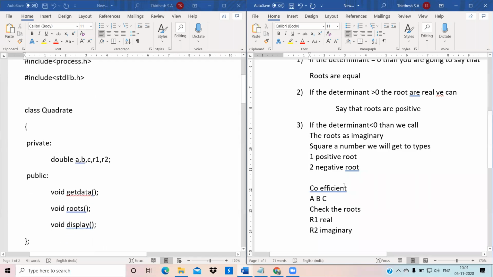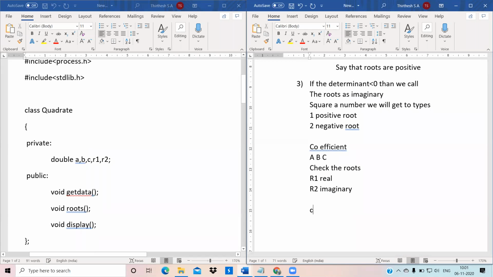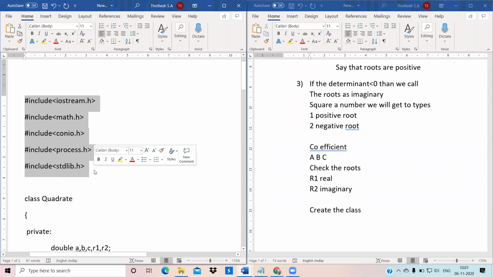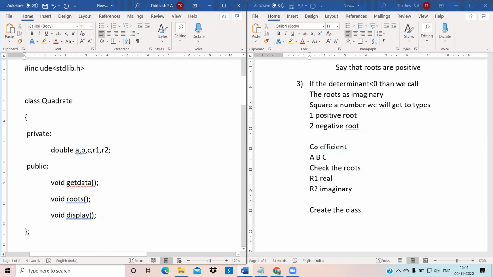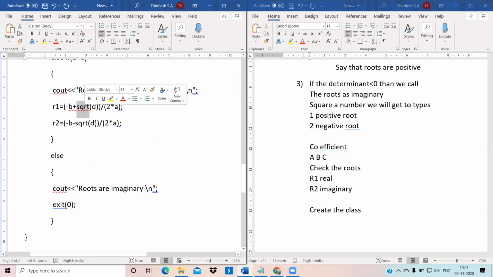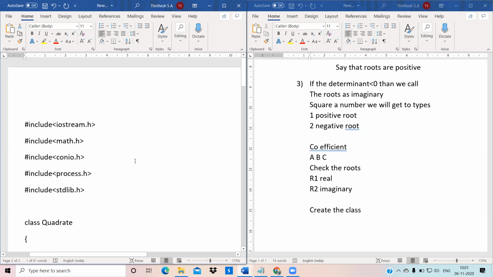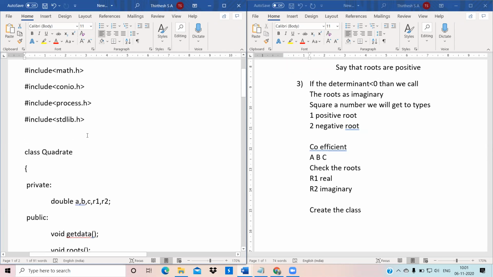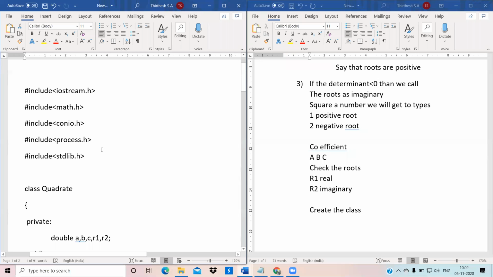Okay. So the first step is you are going to create a class. Before that, we are going to work on the linker section: iostream.h, math.h, conio.h, process.h, and stdlib.h. The process.h is used because of the math.h formula, since we are going to use square roots here, and we are going to use keywords like exit and different kinds of things. So these are the linker section.